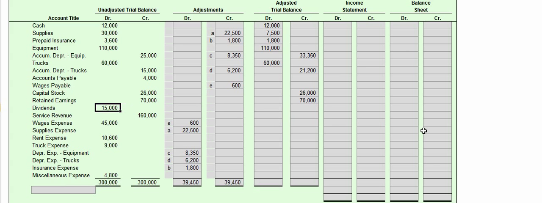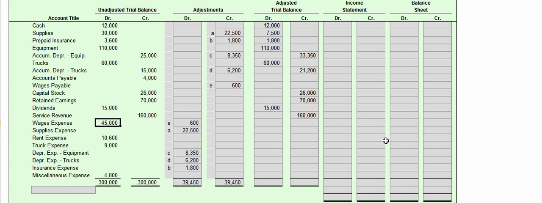Dividends, we have a debit balance for $15,000, no adjustment. So it comes over to the adjusted trial balance as a debit, $15,000. Once you get your adjustments filled in, you guys, you're mainly just moving numbers over, right? And once we get this worksheet filled out, it'll really make the remainder of the problem fairly simple. Okay, service revenue, we had a credit balance for $160,000. No adjustment, so that leaves us with a credit balance of $160,000.